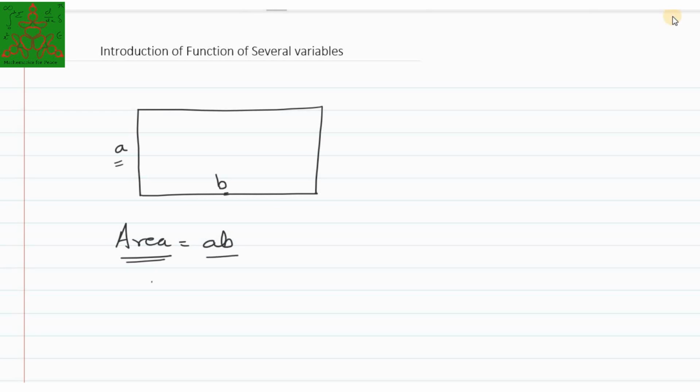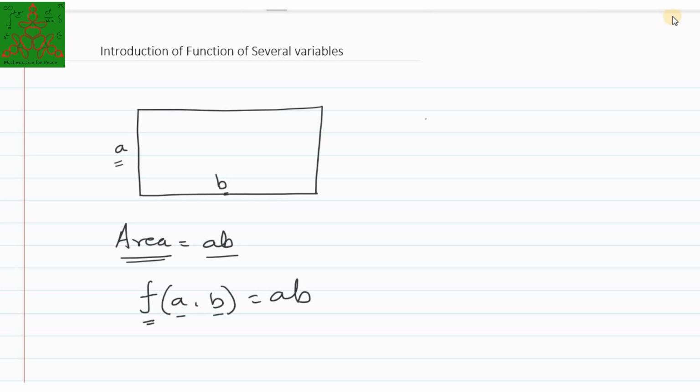So I can define a function f, where f of (A, B) is equal to A times B. This function f is a function of two variables A and B, which are the length and breadth of this rectangle, and it gives the output as the area of the rectangle. With that concept we can define functions of several variables.